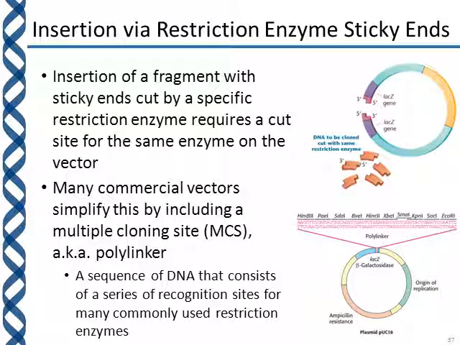Many commercial vectors simplify this by including a multiple cloning site, aka a polylinker. This is a sequence of DNA that consists of a series of recognition sites for many commonly used restriction enzymes.